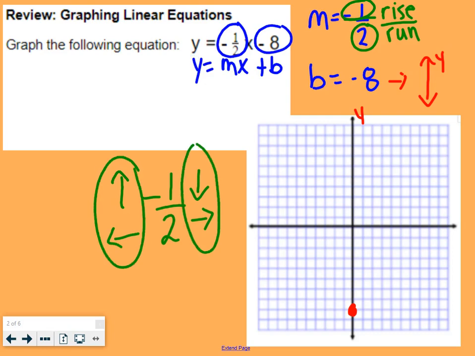Let's start with the down and right first. We can go down 1, right 2, down 1, right 2. That gives us 2 more points, which 3 points on a graph is pretty good, but we can get more if we flip to that up 1, left 2. So let's flip to up 1, left 2, up 1, left 2, and we can continue to go across the graph until we cover a good portion of our graph. So right there, that is the line y equals negative 1/2 x minus 8.